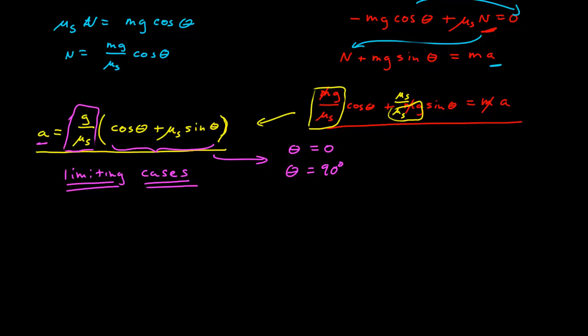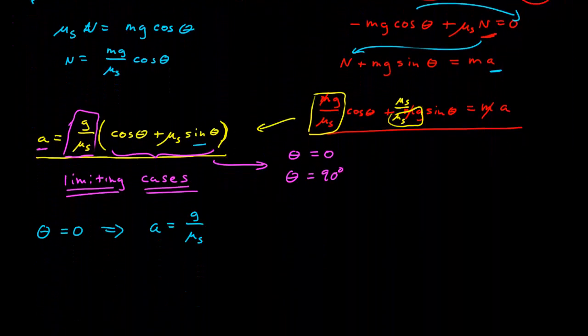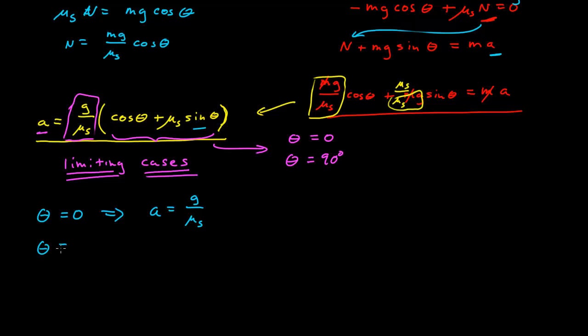And so this is where I'm checking the result. So the first is going to be theta is equal to 0. At theta is equal to 0, sine theta is equal to 0, and cosine theta is equal to 1. And so I get a is equal to g over mu sub s, which agrees exactly with the result I had before. So that's excellent. And at theta is equal to 90 degrees, cosine theta is equal to 0, sine theta is equal to 1, and my acceleration is g over mu sub s times mu sub s. A is equal to g.